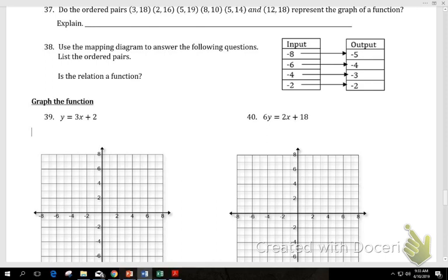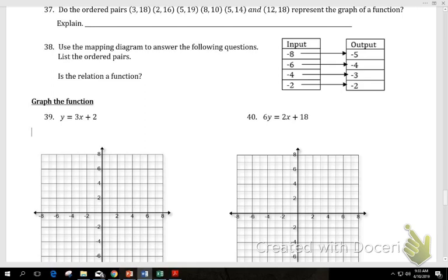All right, you need to star number 37. It's on your EOC. It's going to give you a set of ordered pairs, and it's going to say, do the ordered pairs represent the graph of a function? Here's how you tell. Which value did I say was input, x or y? X. Underline every x value in the ordered pairs.